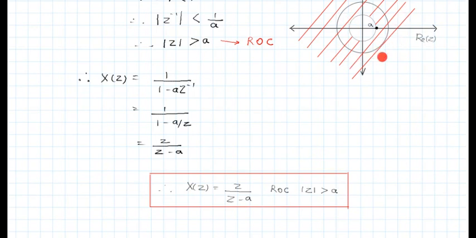When we plotted this ROC, we observed that the ROC is outside the circle. So whenever it is a right-handed sequence, that is, the sequence is entirely placed on the positive time stamps, the ROC always lies outside the circle. So these are small things that should be noted when we are analyzing the z transforms.